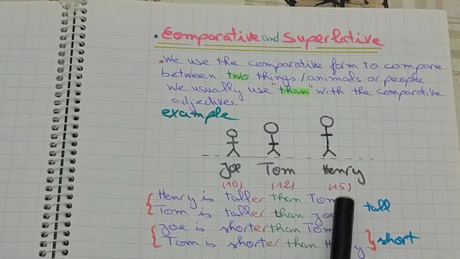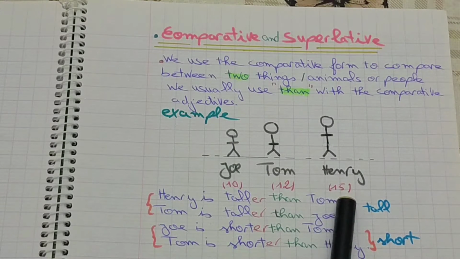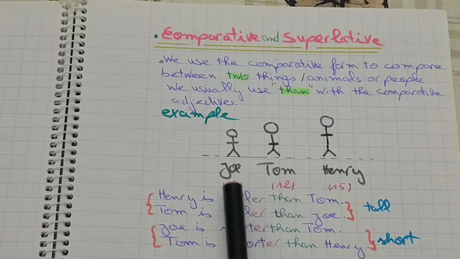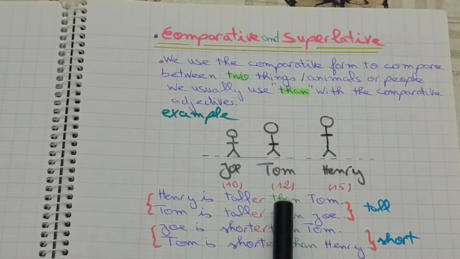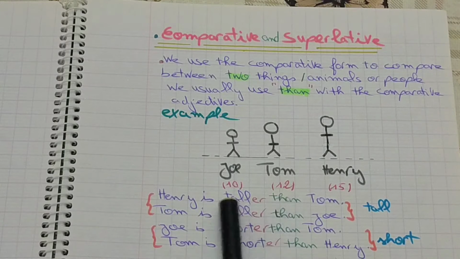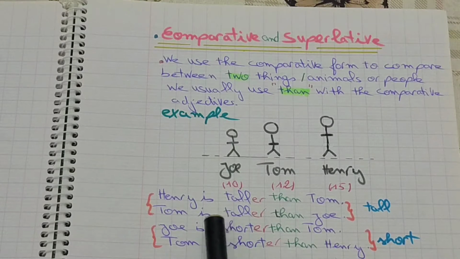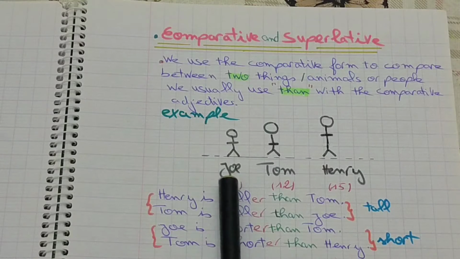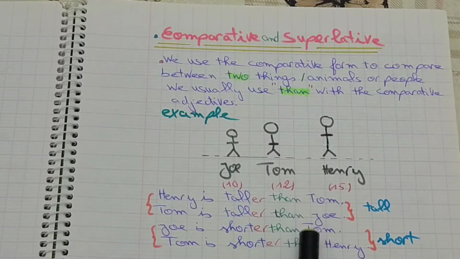Now, if I consider their ages, I have here, as you can see, Henry is 15, Tom is 12, and Joe is 10 years old. So I can say, using the adjective old, that Henry is older than Tom, and Tom is older than Joe. If you want to use the adjective young, you can say Joe is younger than Tom and Tom is younger than Henry.